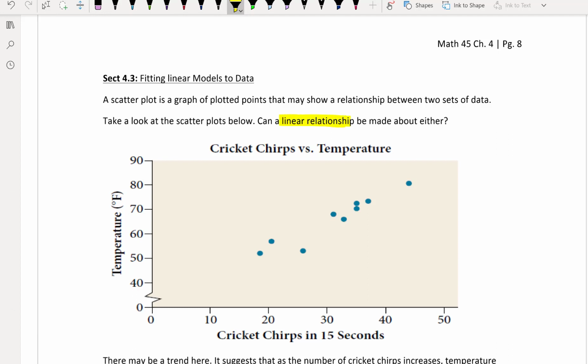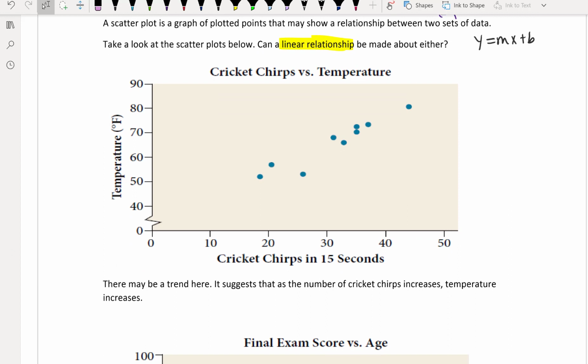So here, remember that linear relationship, if you're thinking about the equation, that's y equals mx plus b. And a line can either be positive, it can be negative, or it can be constant. So positive, negative, or constant. Those are the three different linear equations that we have talked about before: increasing, decreasing, and constant. So here we are talking about cricket chirps in 15 seconds and the temperature.